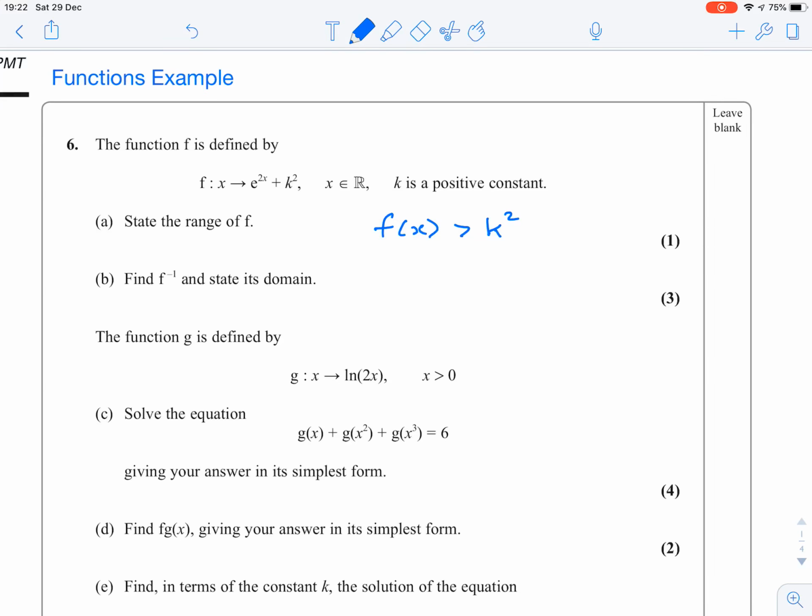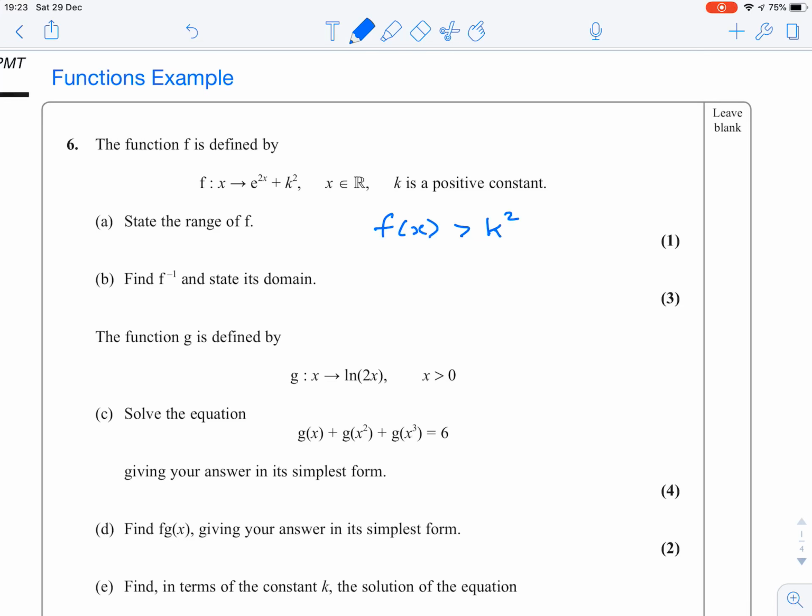Why is that? Well, e to the 2x can take any value from just above 0 when x is very negative all the way towards plus infinity. So when we add k squared to that, we get a number that can be just above k squared but go all the way towards plus infinity. And when you state the range, you must state f(x). It's not x. You would state x equals something for the domain, but for the range you've got to state the function, either y or f(x) is greater than k squared in this case.